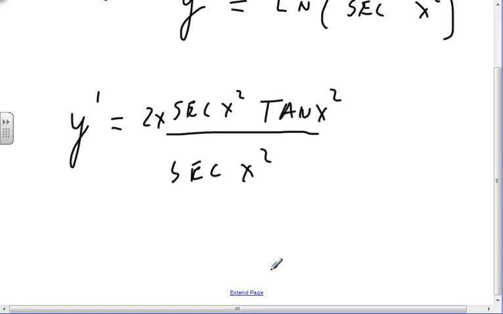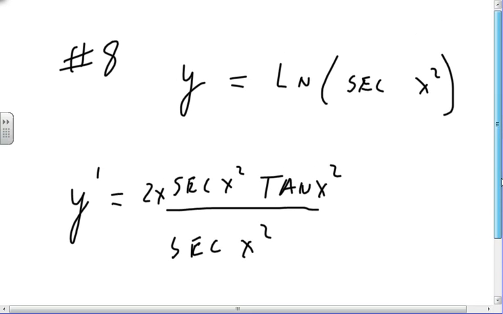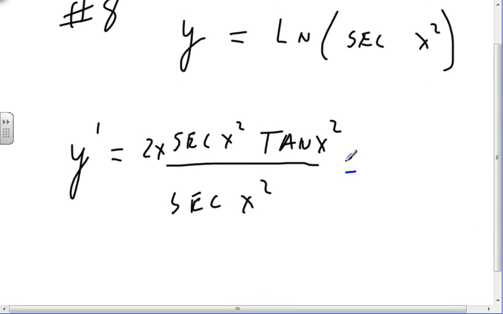Right. You cancel out the secant x squared? Oh, yeah, I guess I can. But do you have to cancel out the secant? Yes, definitely. Would that 2x come from the derivative of x squared, right? That's where it came from.